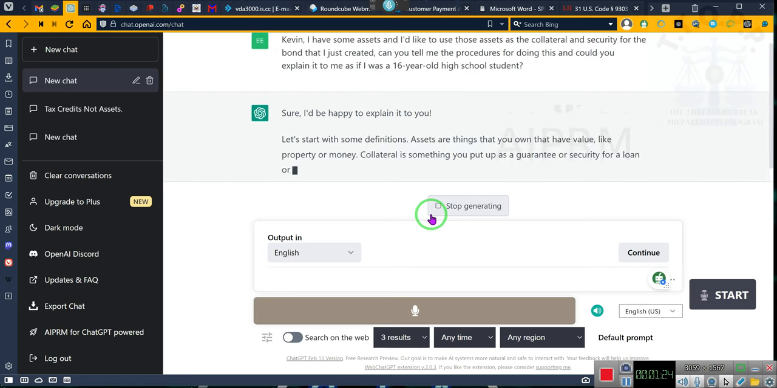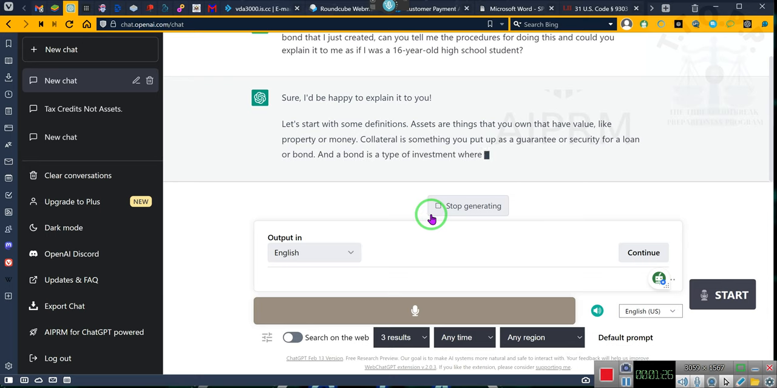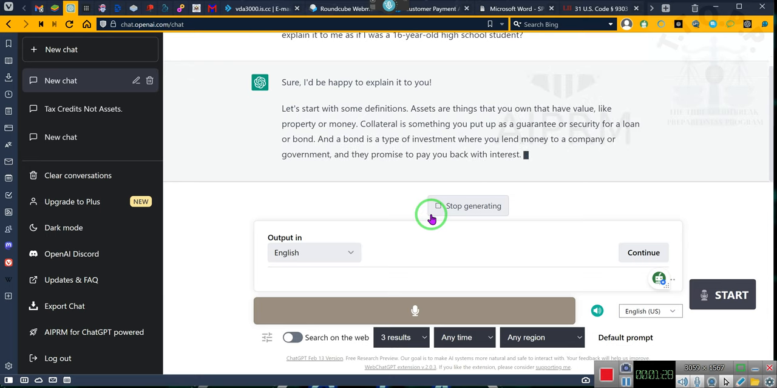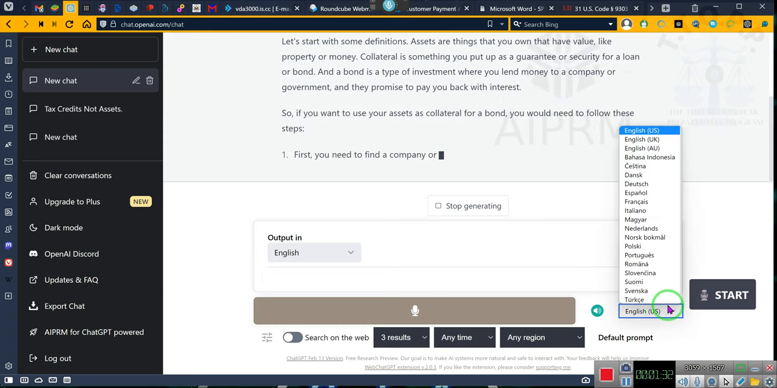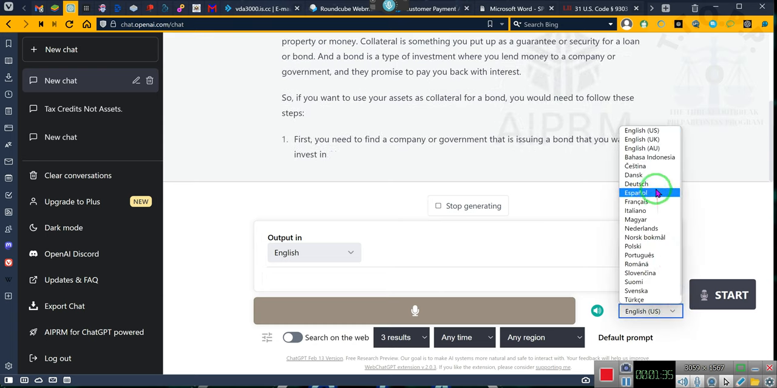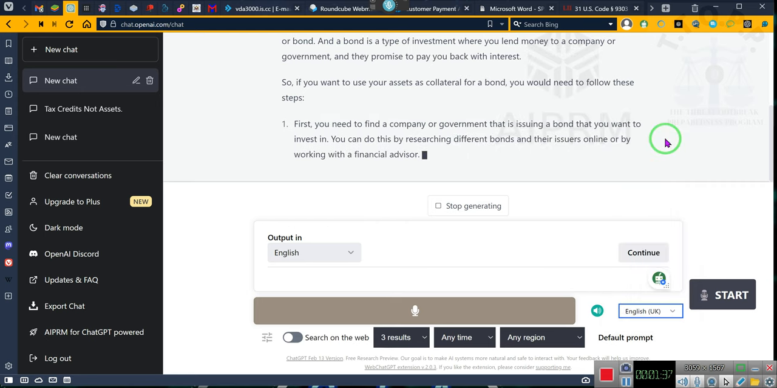Sure, I'd be happy to explain it to you. Let's start with some definitions. Assets are things that you own that have value, like property or money. Collateral is something you put up as a guarantee or security for a loan or bond.